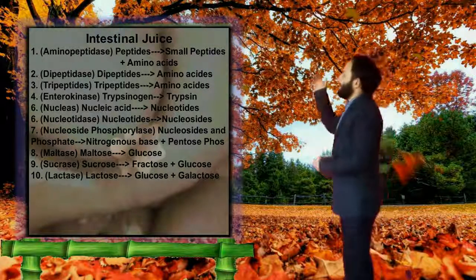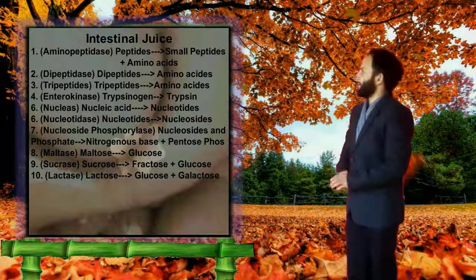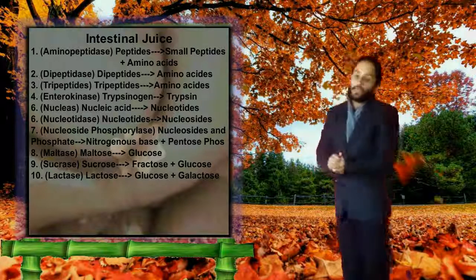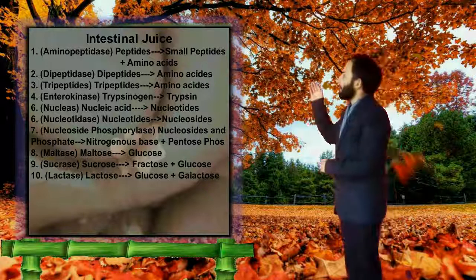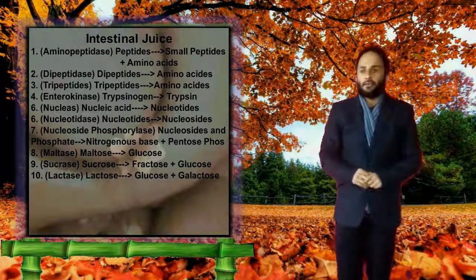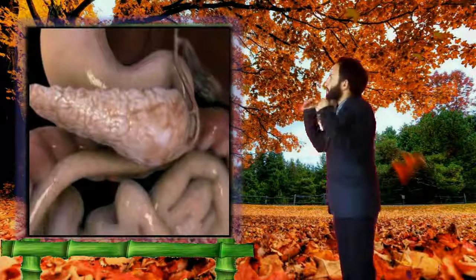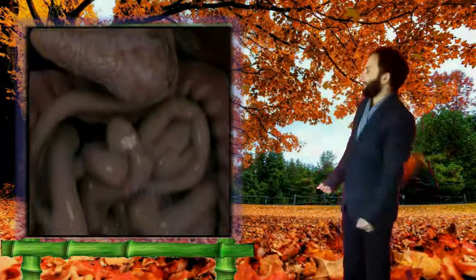Maltase converts maltose into glucose. Sucrase converts sucrose into fructose and glucose. Lactase converts lactose into glucose and galactose. This was all about the digestive process in the small intestines.